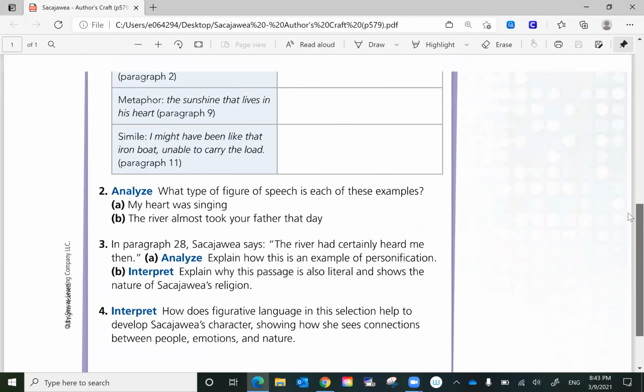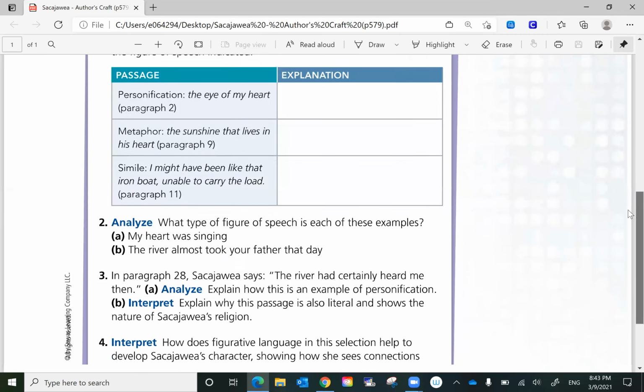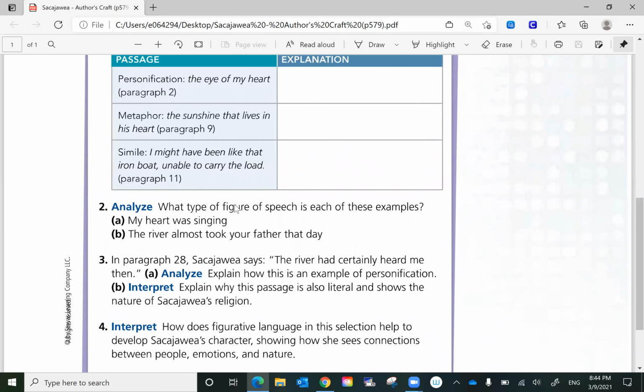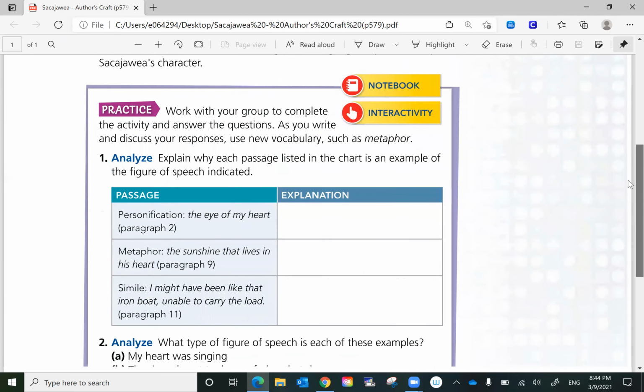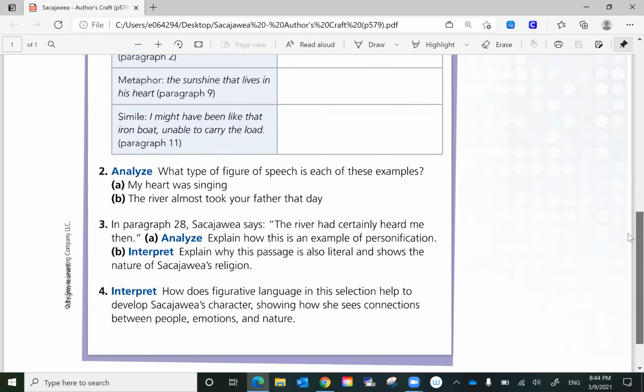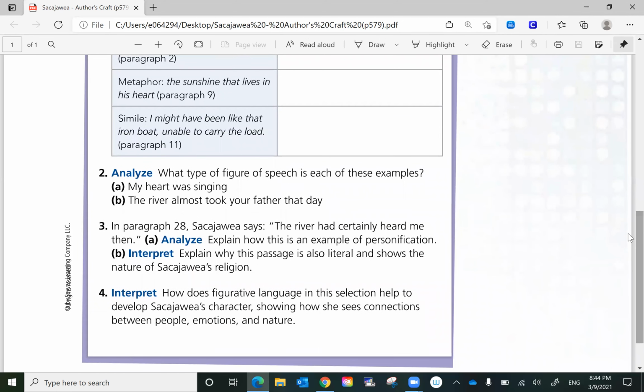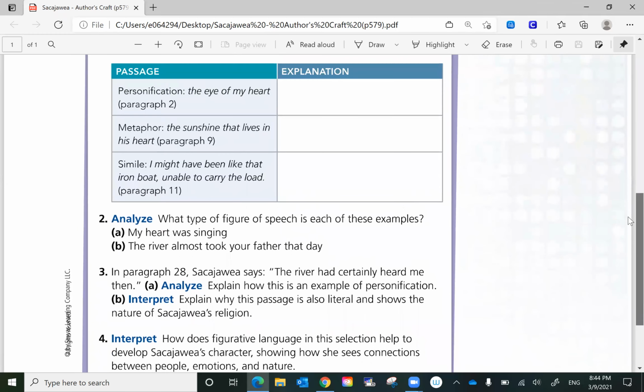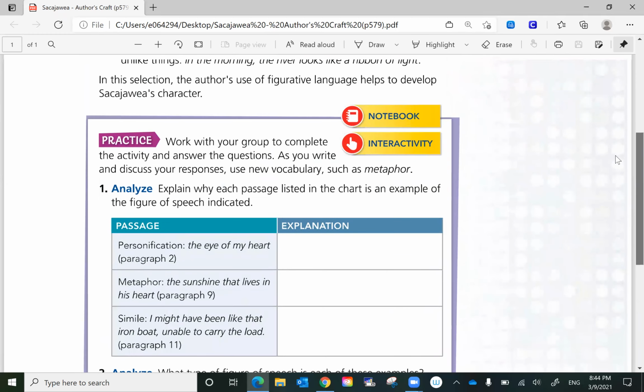As you can tell, all of these, with the exception possibly of number 2, because it just says what type of figure of speech is each of these examples, it doesn't have you giving an explanation for why or anything. They all pretty much need a sentence or 2 or even 3 sentences in order to explain fully the answer. However, like I said, they are going to be fairly easy, simple to do.